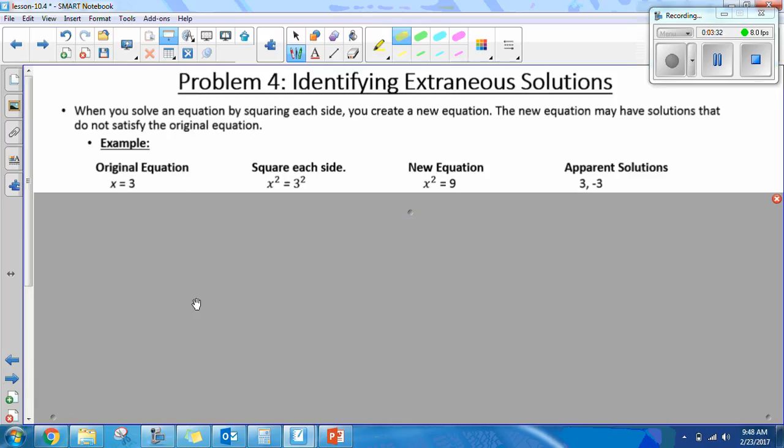Problem 4, identifying extraneous solutions. When you solve an equation by squaring each side, you create a new equation. The new equation may have solutions that do not satisfy the original equation. For example, here's our original equation, x equals 3. We can square both sides to get x squared equals 9. This is our new equation. To solve for x, we would take the square root, and our solutions will be 3 and negative 3.